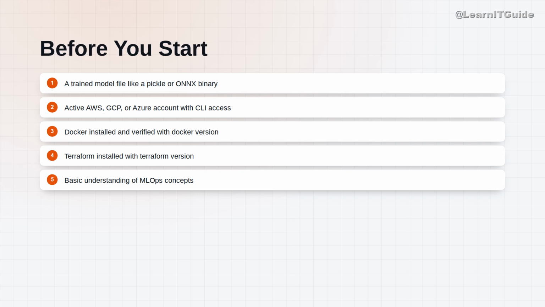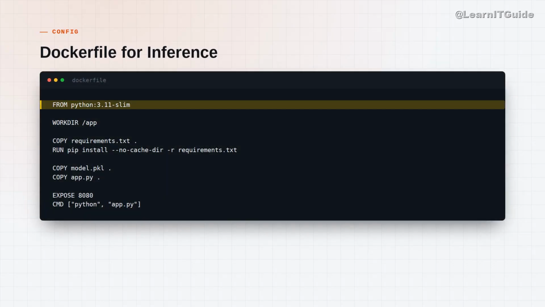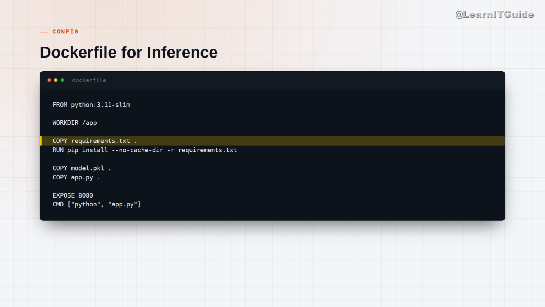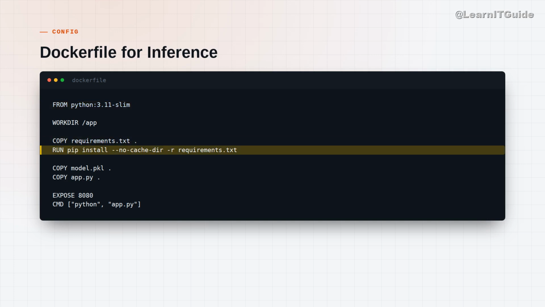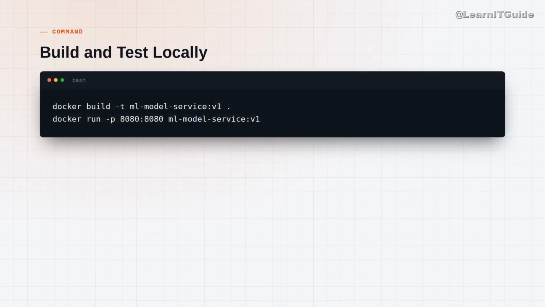So, what is a containerized inference engine? It is a consistent environment for your model. Notice we used the slim variant of Python that cuts our image size from over 1 gigabyte down to about 200 megabytes. We copy the requirements file first to take advantage of Docker layer caching. This means if you only change your application code, Docker skips the dependency installation step. Perfect. Now we build and test locally.